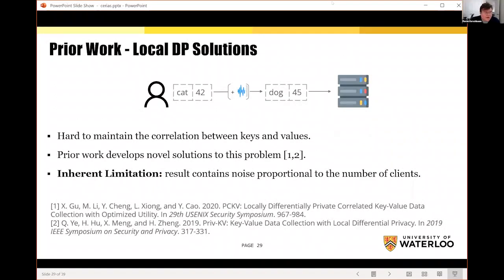As I said, the existing solutions that have been proposed in the literature mostly use local differential privacy. And the challenge here is that if you make the keyword and the value a little bit noisy, then you break their correlation and the statistics get messed up. However, there are ways to try to solve this. Still, you're in the local differential privacy model, so you need noise proportional to the number of clients.